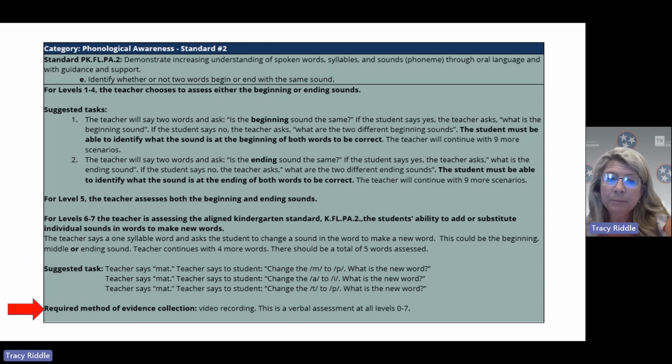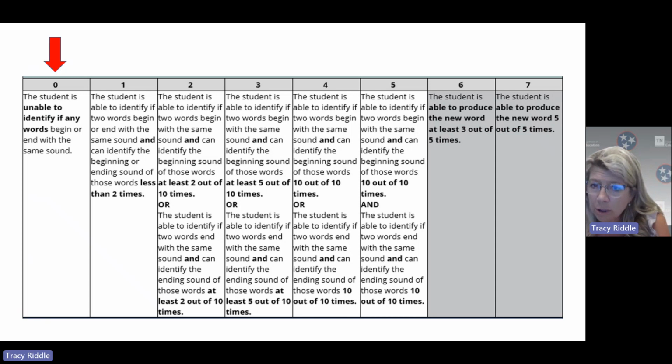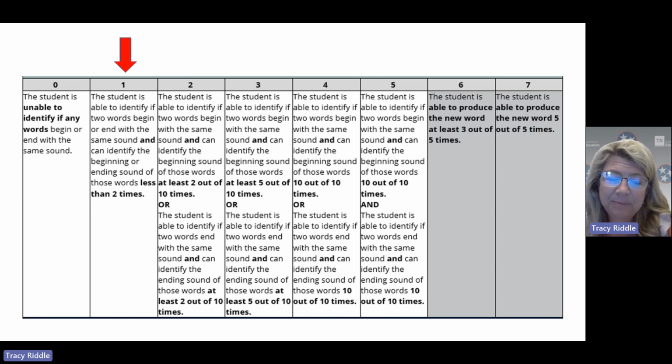Once you have evidence and you are ready to score your student work, you will look at the rubric. Keep in mind, a rubric is to score student work, not to be used to assess student work. When looking at your student work, if a student is unable to identify if any of the words begin or end with the same sound, that would score level 0. If the student is able to identify if 2 words begin or end with the same sound, and they can identify the beginning or the ending sound less than 2 times, that would score a level 1.